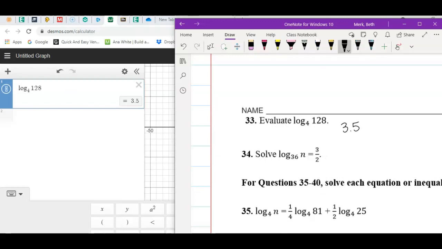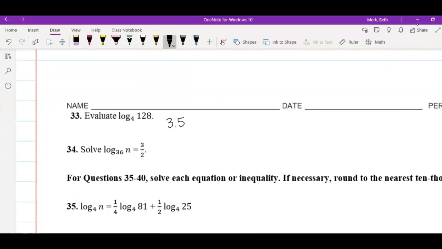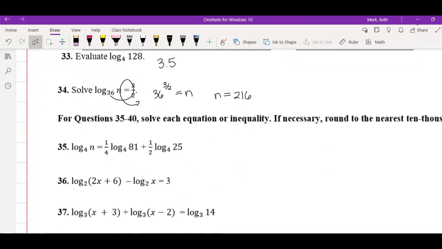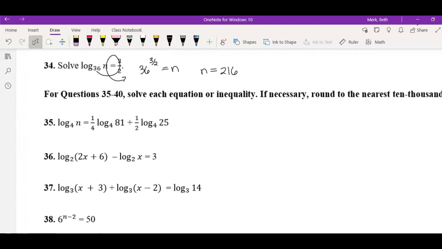For this next one, I want to change to exponential form. 36 to the 3/2 equals n. Typing this on my calculator, I get that n equals 216. We're in the home stretch. Just a few more to go.